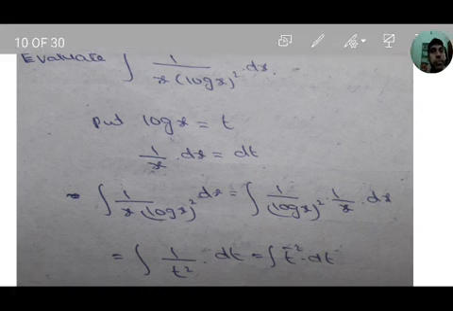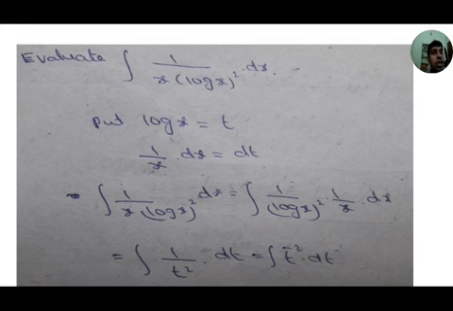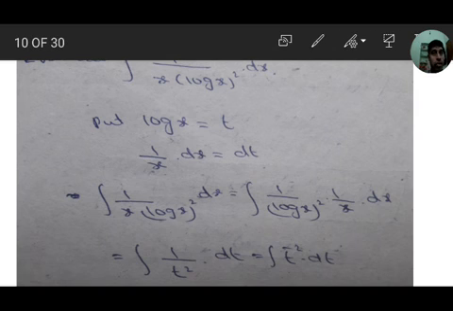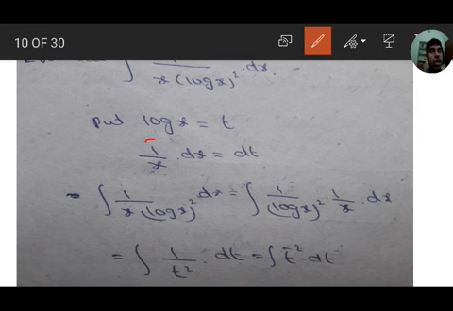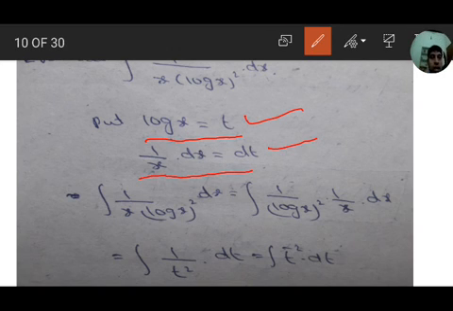Next problem, evaluate integration 1 by x into (log x) whole square. So take log x equal to t as the function, and its derivative is 1 by x. Log x equal to t, differentiate with respect to x, that is 1 by x dx equal to dt. Okay, so substitute these two values, log x equal to t and 1 by x dx equal to dt.